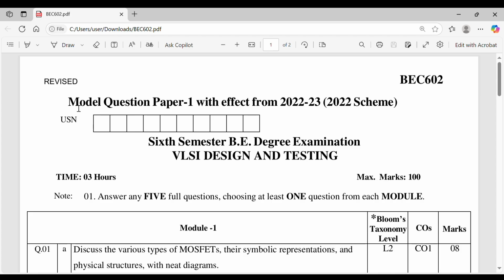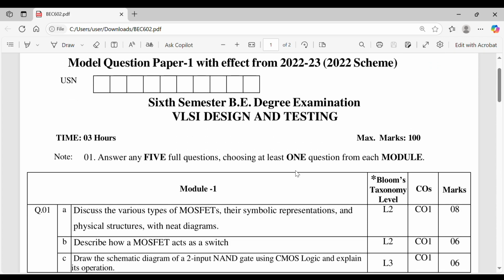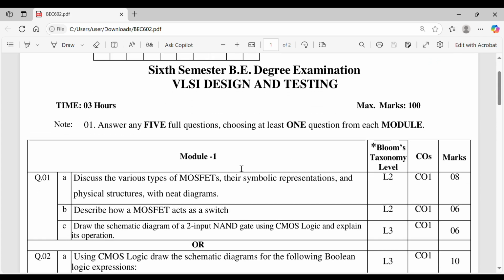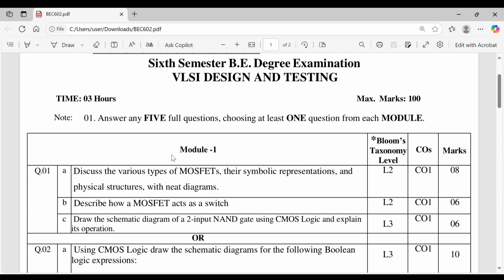In this video, we are dealing with the model question paper 1 of 6th semester VLSI design and testing. Subject code is BEC602. So in this video, we will discuss the questions of the model question paper and the important questions which will be coming for the VLSI exam in module 1.